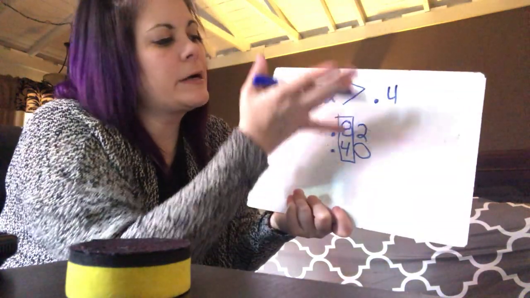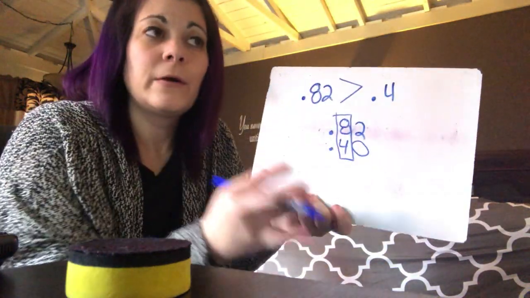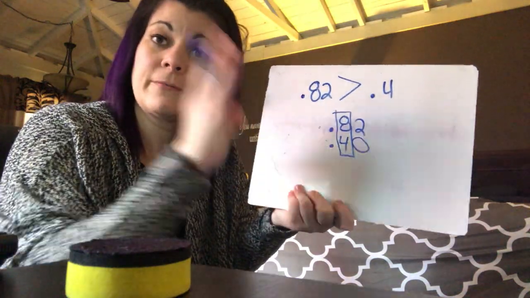As long as you are comparing the same place value, that is how you do it. And you do it reading from left to right. Because what if this happens? We do it reading left to right because of numbers like 0.325 and 0.328.